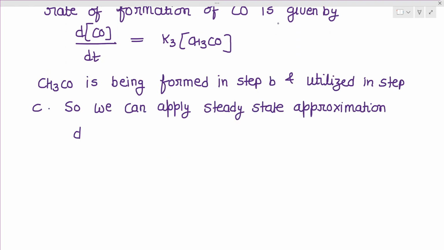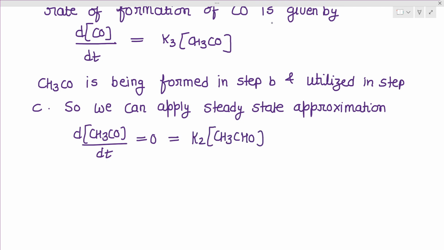That means we can write d[CH3CO]/dt equal to 0. It is formed in step 2, so K2[CH3CHO][CH3]. Here we have taken a plus sign because it is formed in this step. Then minus K3[CH3CO] because it is utilized in step number 3. So this is equation number 1.